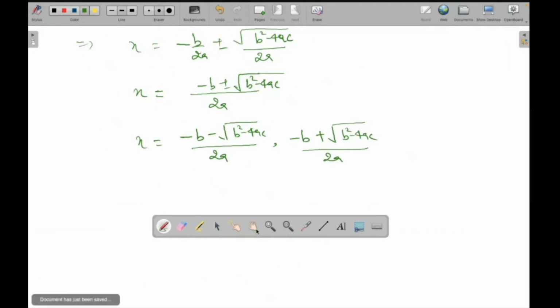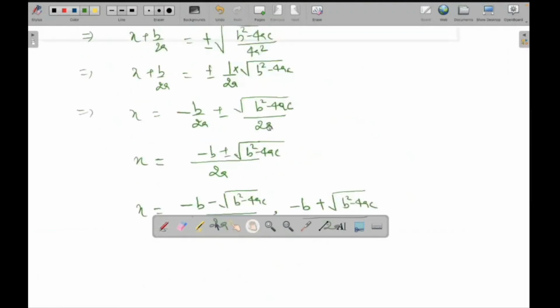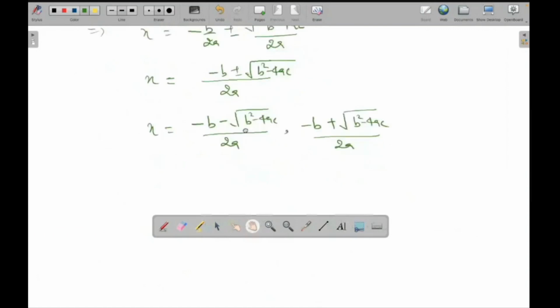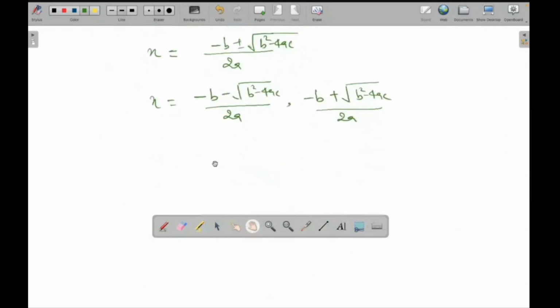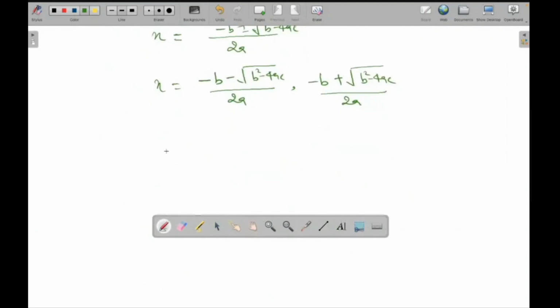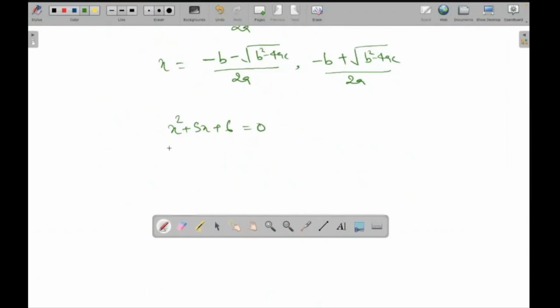So whatever I have been finding out till now, I can simply write the formula and get the value as well. For example, if I had to find the roots for x square plus 5x plus 6 equals 0, all I can do is look at the values of a, b and c. If I compare it with ax square plus bx plus c equals 0, I can say here that a is 1, b is 5 and c is 6.